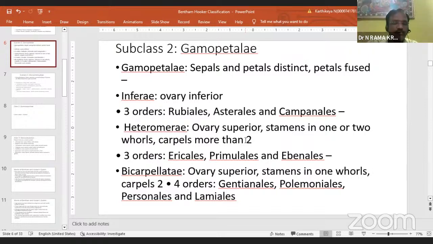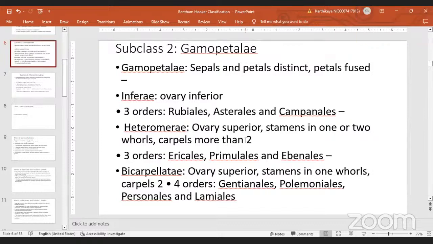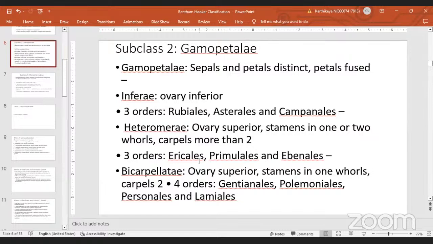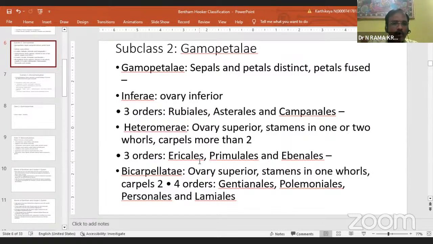For example, citrus. You know the citrus? When you are cutting citrus, how many carpels are there? So many seeds are inside. So those are the carpels. More than two carpels are there. That is Heteromerae. Is it clear now?